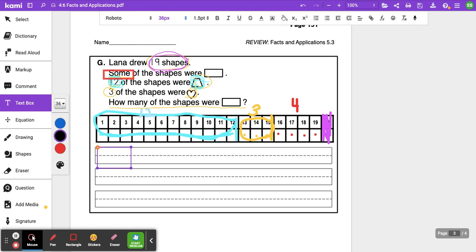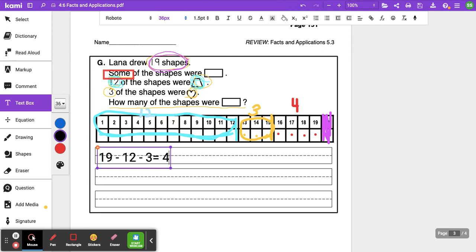What did we start with? Lana drew 19 shapes. We started with 19 shapes. And we took away the first group. What was the first group? Not the rectangles. We didn't know the number. Trapezoids. Minus 12 trapezoids. 12 of the shapes were trapezoids. And then we took away the next group, which was 3 hearts. And so we found that there were 4 shapes left, and those were the rectangles. 19 minus 12 minus 3 is a difference of 4.